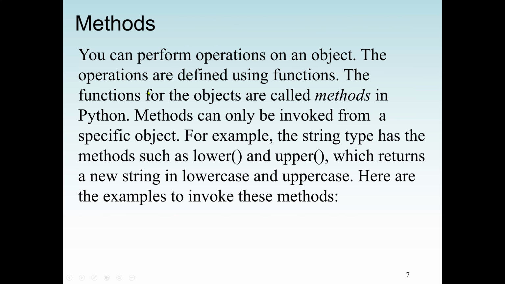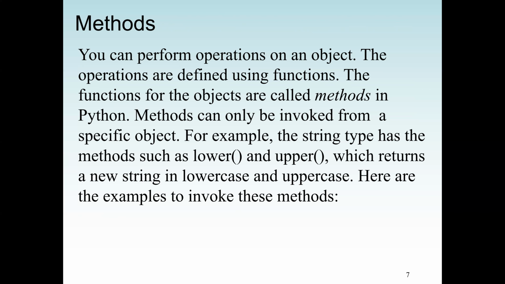So next we go to the methods. Here we say you can perform operations on an object. So we always say objects have data, and methods will be the behavior of the objects. So the operations are defined using functions. And the functions for the objects, again, are called methods. Now there's a difference between the two words. A function means you have a set of code that performs a specific task. A method is also the same thing. You have a set of code that performs a task. That's why we say the behavior.